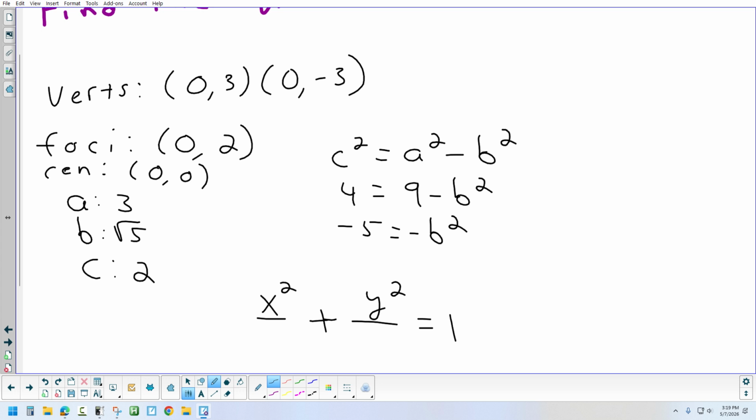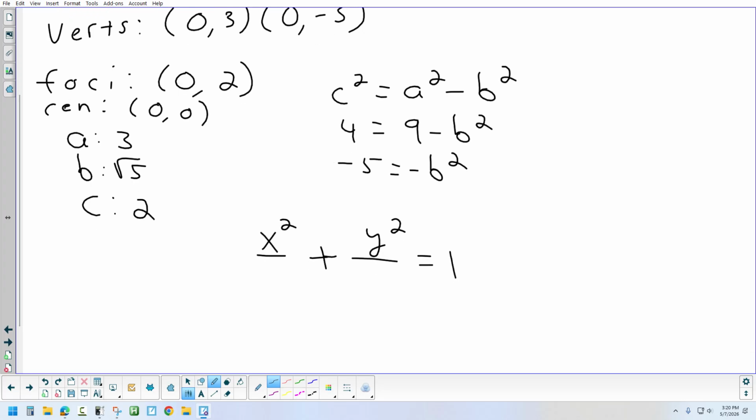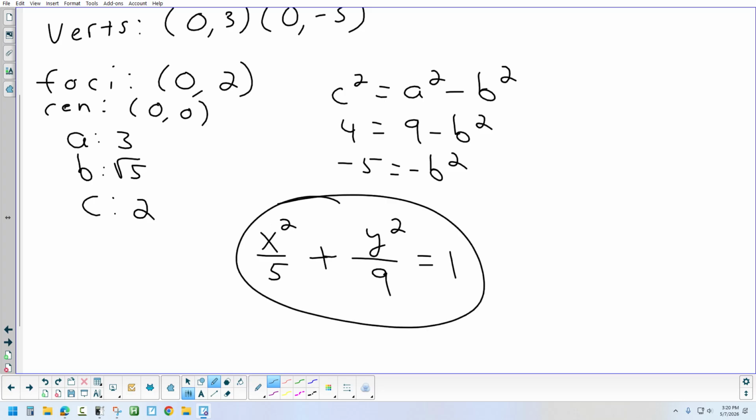So we go to point 3 units up, 3 units down, 2 units up. How do all those points line up? What direction? Vertical. So that means we want the bigger number under what letter? Y. Yep. So we're going to put a squared under y, and we're going to put b squared under x. And that is the equation of your ellipse.